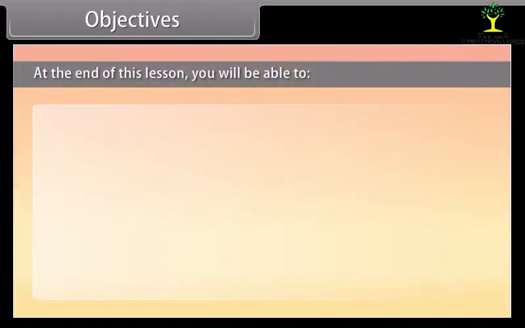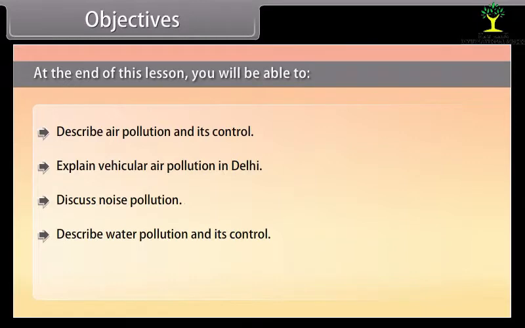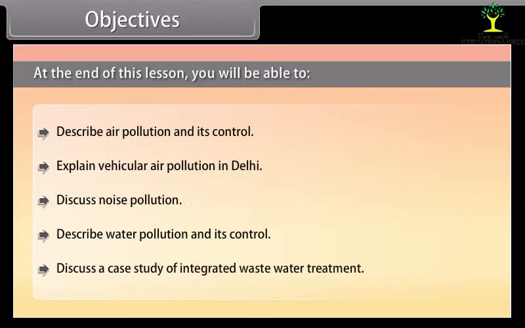Objectives. At the end of this lesson, you'll be able to describe air pollution and its control, explain vehicular air pollution in Delhi, discuss noise pollution, describe water pollution and its control, and discuss a case study of integrated waste-water treatment.